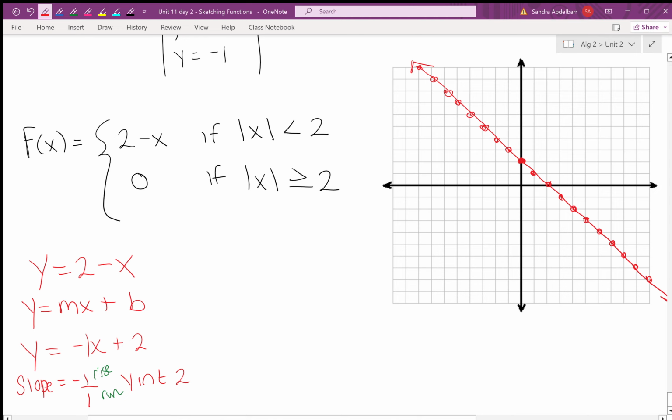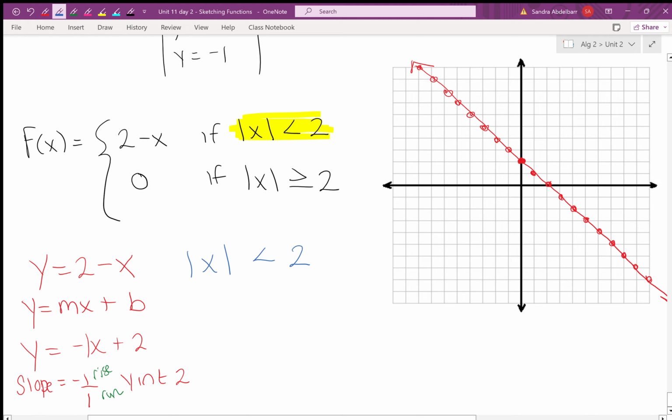But now I've restricted the domain. How have I restricted the domain? I'm now saying, well, this is the graph only in the scenario that the absolute value of x is less than 2.